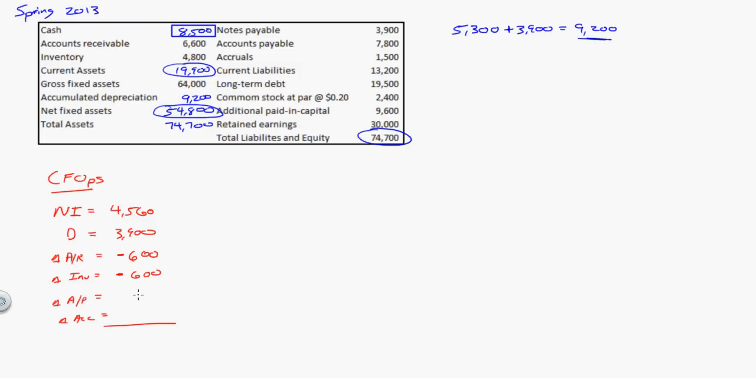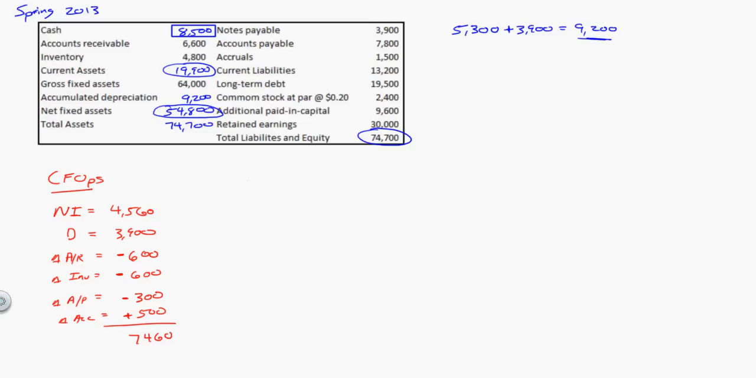Accounts payable went down by $300. So I owed somebody money. I paid them down. That's a negative for the cash flow. And accruals went up by $500. I owed somebody $1,000 last year. I owe them $1,500 this year. I must have borrowed money. So it's $7,460. Alright, so the next question is what's the cash flow from investing?